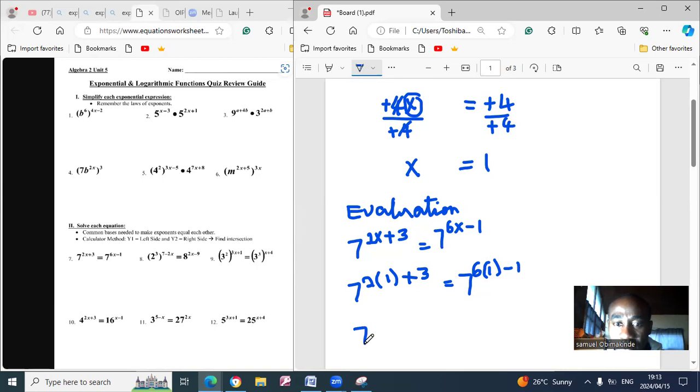Here you have 7. 2 times 1 is 2, plus 3 is 5. And here we have 6 times 1 is 6, minus 1 is 5. So you can see on both sides we have 7 exponent 5 equals 7 exponent 5. That is the proof that what you did was right. So we go to the next question.